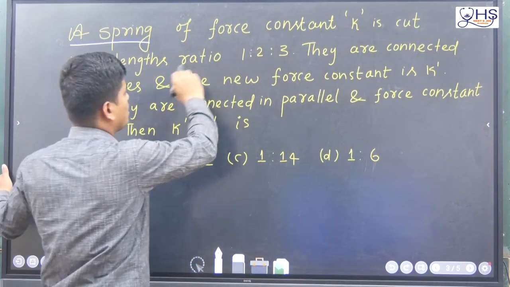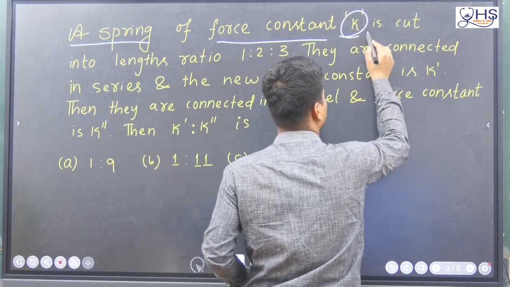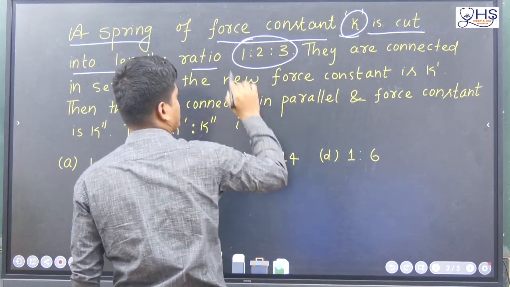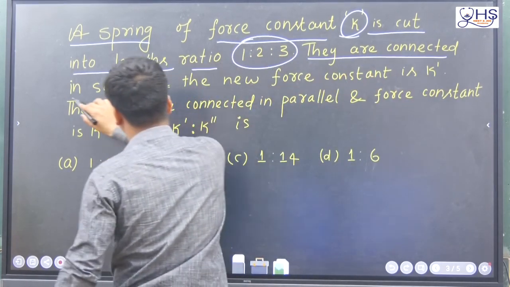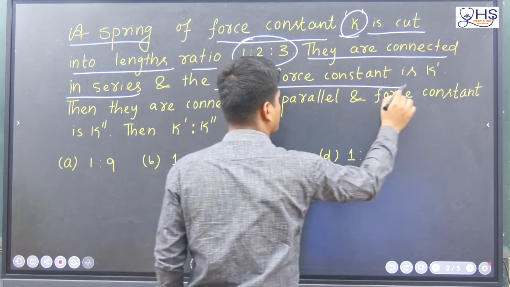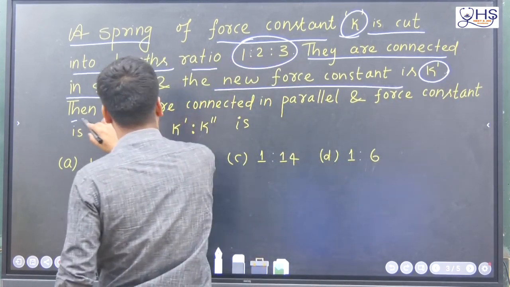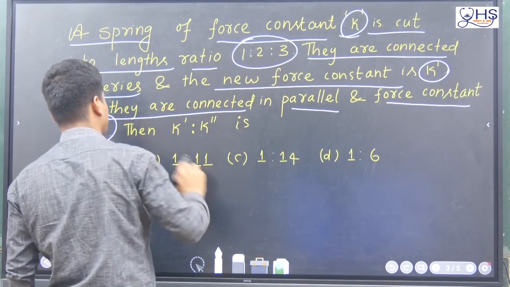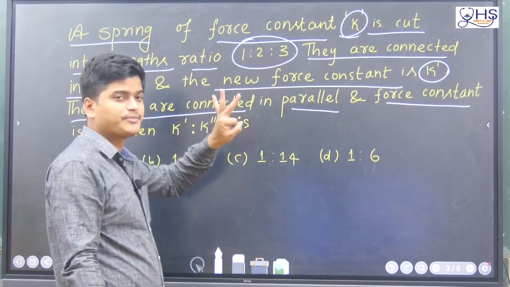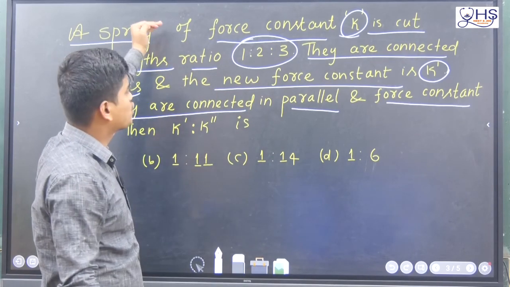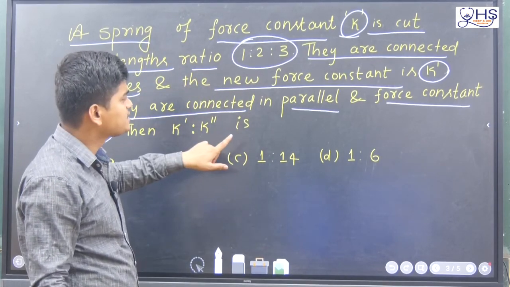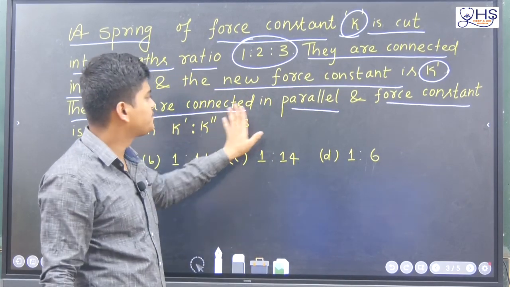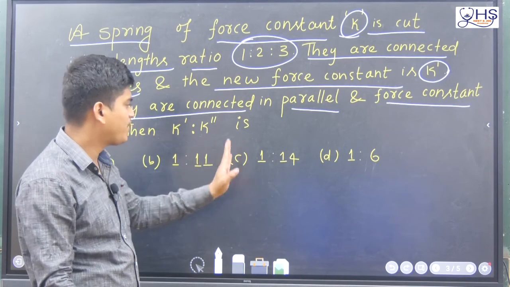Now, here the question is telling a spring of force constant K is cut into length ratio 1:2:3. Now, they are connected in series and the new force constant is K prime, and then they are connected in parallel, and the force constant is K double prime. Okay. So, first of all, 3 concepts at a time are there. First thing is you are cutting the spring, second thing is springs are connected in series, and third thing is springs are connected in parallel. Then after you have to find some ratio and all.